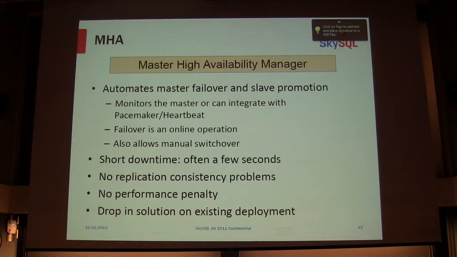So what does MHA do? It's a bunch of Perl scripts that you install on your slaves, and that's it. It doesn't do anything until you need it. Then you can install a monitoring server somewhere, and the only thing it does is ping the master. And if the master fails, then it launches scripts on the slave. It promotes one of the slaves to master. It does a translation between binary log positions, so it makes sure that the other slaves start replicating from the new master from the right position and all that stuff.